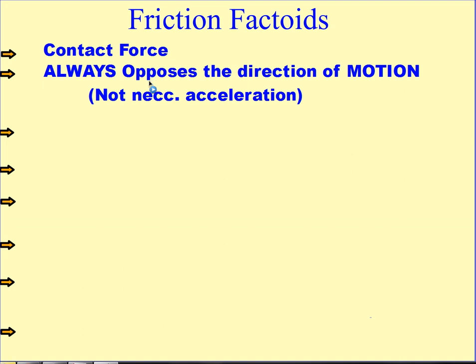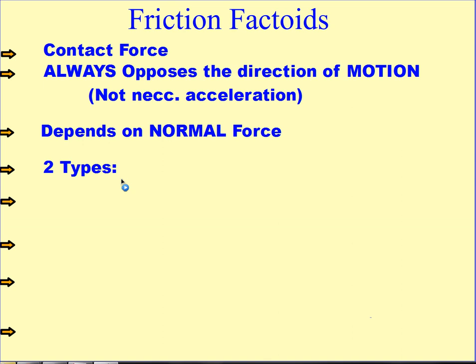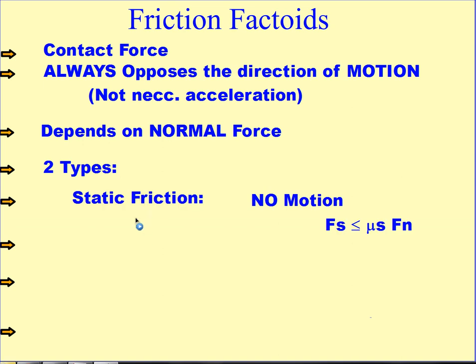For example, if I slide a chair across the floor, as soon as it's out of my hands, it's only acting under the influence of friction. Say the object is sliding to the right. It's slowing down. Acceleration is to the left. Friction does depend upon the normal force, and there are two types of friction.